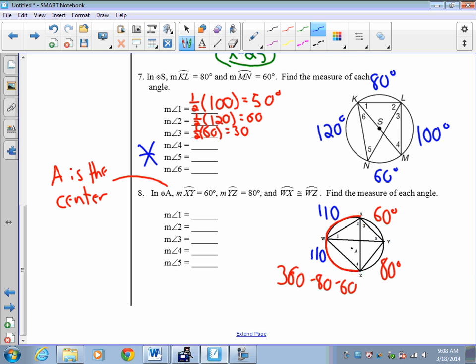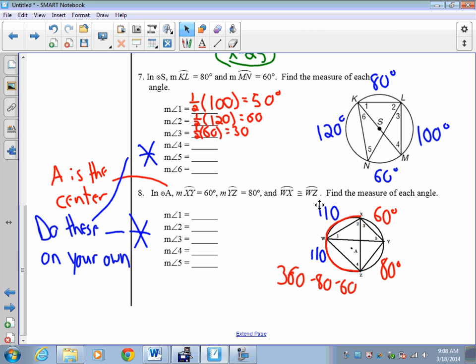So once you have this information, you should be able to do these by yourself too. You have enough information to do number 8. So do these on your own. You have all the information you need. They're all inscribed angles.